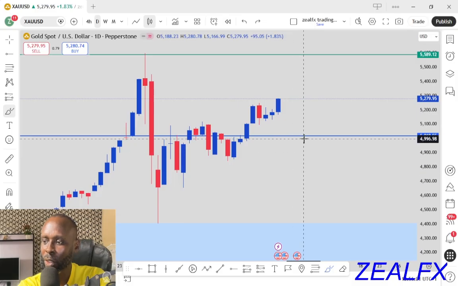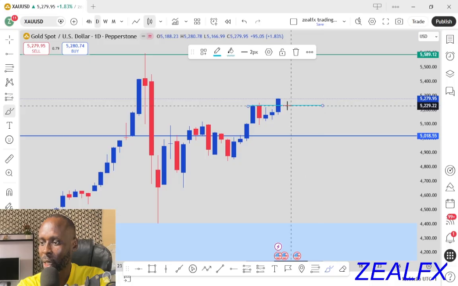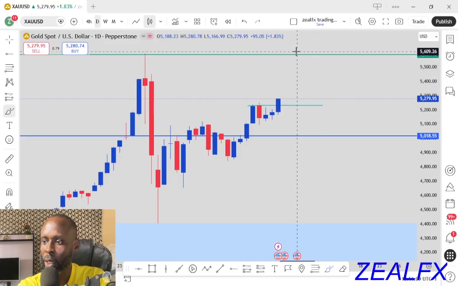So what we expect this week on the gold USD, we have this previous resistance. We need price to retest this previous resistance. Then we'll start looking for buying opportunity on the gold USD.